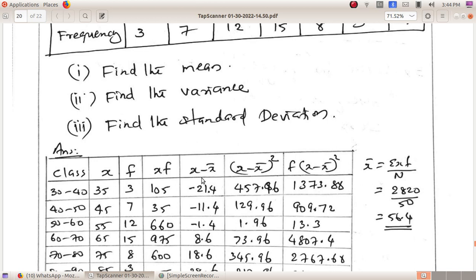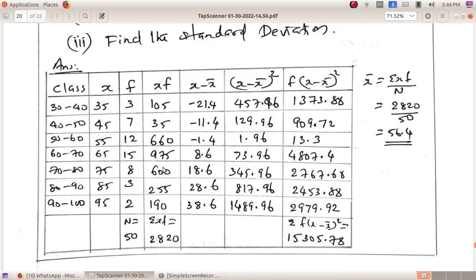Then you have to find x bar. What is the x bar formula? Sigma xf by n. This is xf. You add all these numbers. That is sigma xf, 2820, divided by n. N means the total number of frequency. You add this, 50. So 56.4 is the x bar.